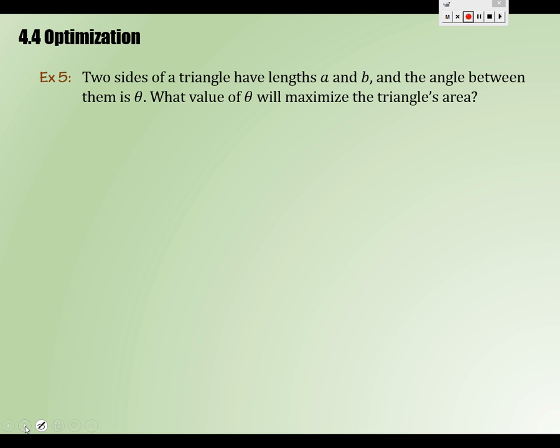Two sides of a triangle have lengths A and B, and the angle between them is theta. So some triangle with sides A, B and angle theta. What value of theta will maximize that triangle's area? It doesn't seem like we have a lot to go on, but I guess at some point we'll need an area equation for this triangle, won't we?